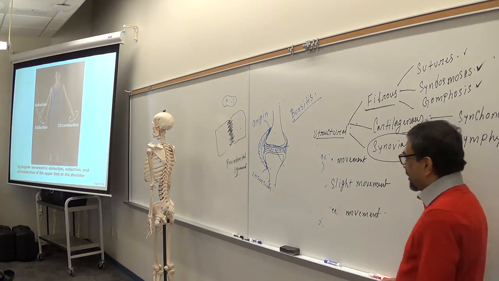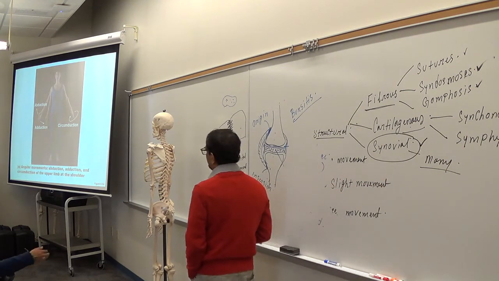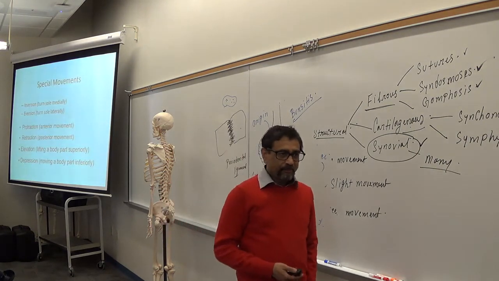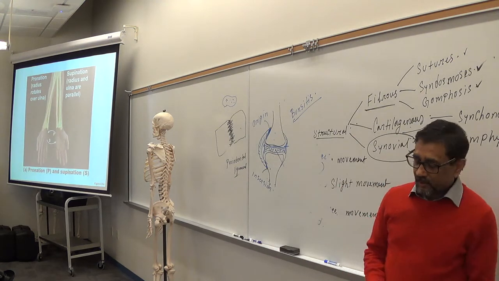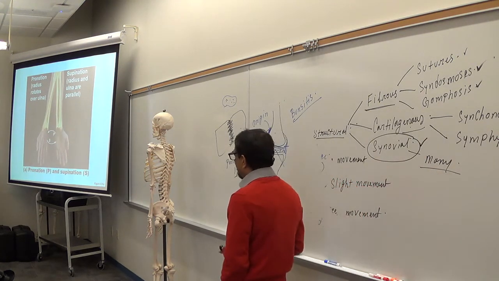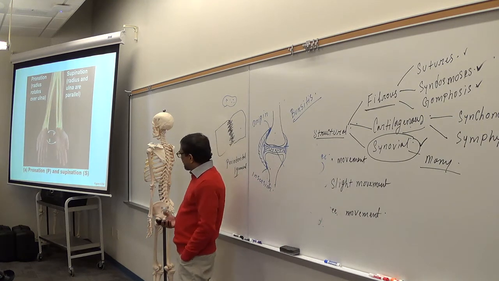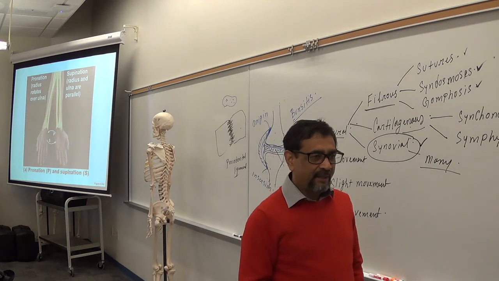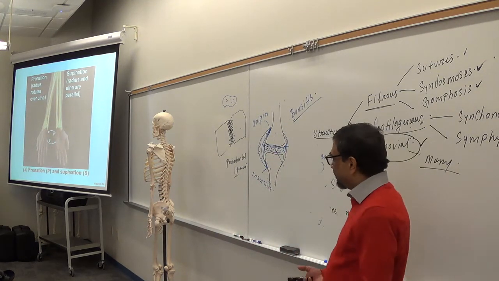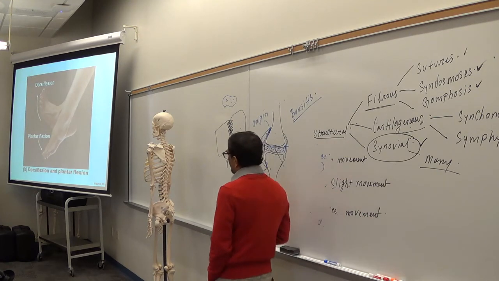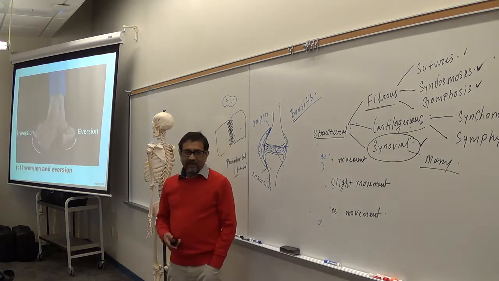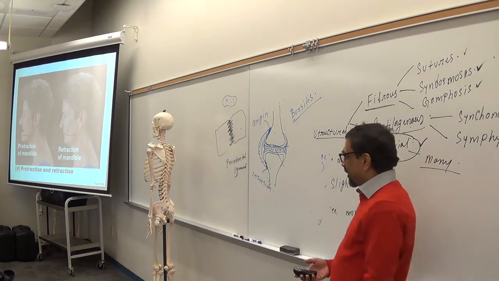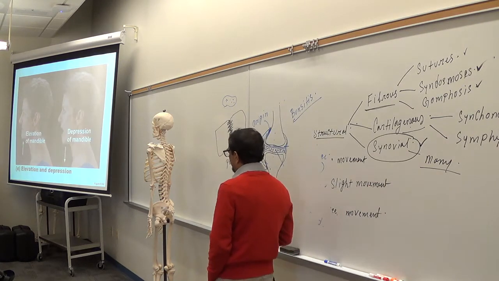Abduction, adduction, circumduction. Rotation, medial, lateral rotation. Pronation, supination. You see in pronation, the radius crosses over the ulna. In supination, radius and ulna are going back to side by side. Dorsiflexion, plantar flexion. Inversion, eversion. Okay, depression, elevation, protraction, retraction.